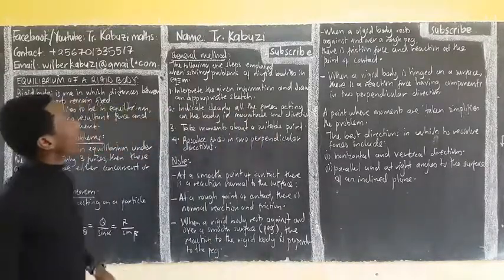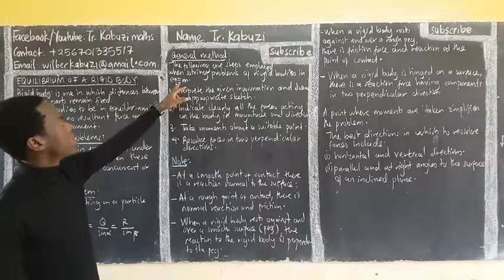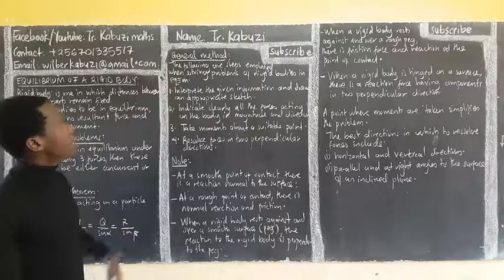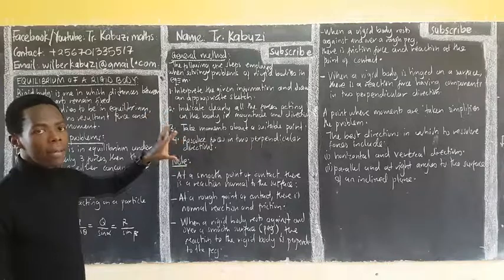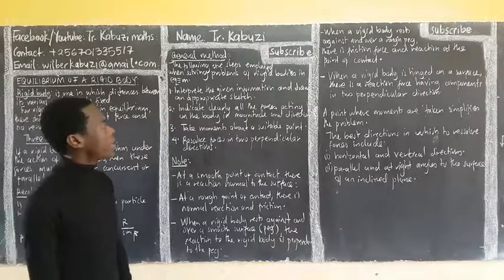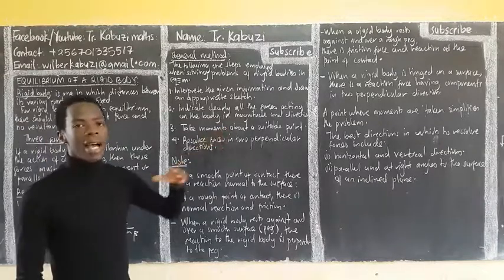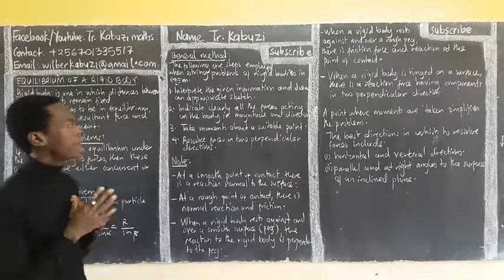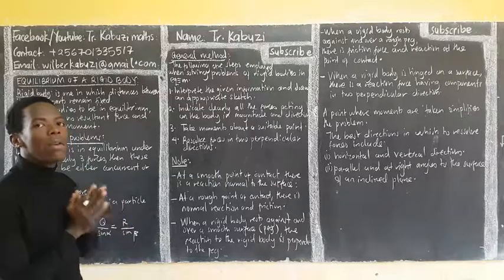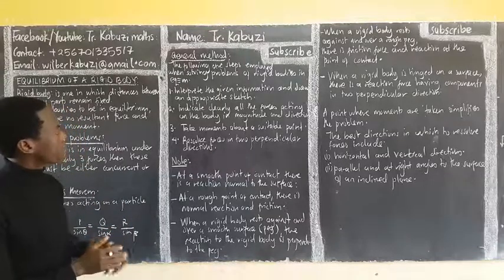General method. The following are the steps employed when solving problems of rigid bodies in equilibrium. This one is a simple form of equilibrium. These are the things you have to do when you have problems of rigid bodies. Interpret the given information and draw an appropriate sketch. We are going to see how to draw them. Indicate clearly all forces, as we've seen that in all diagrams requiring the use of forces, we have to indicate the forces on the body in magnitude and direction.